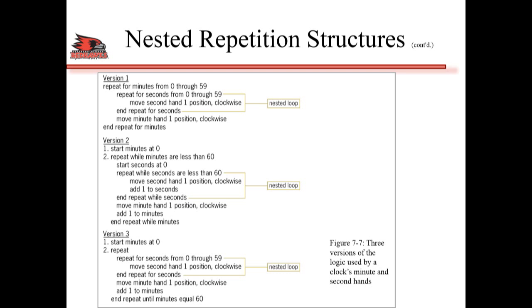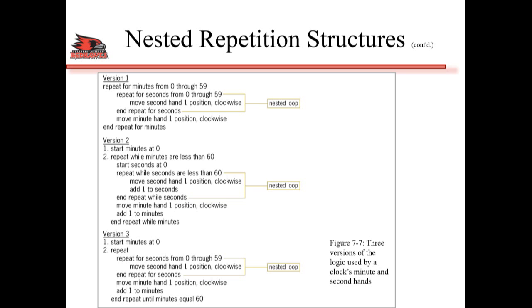In version 1, the first statement says repeat for minutes from 0 through 59, the number of minutes in an hour. And again, there's repeat for seconds from 0 through 59, meaning that the repeat for seconds is nested inside repeat for minutes. So what the computer does is go deeper and deeper into your code in a nested loop, and it starts from the innermost loop, which is the seconds loop.